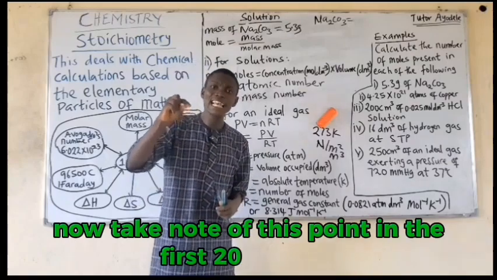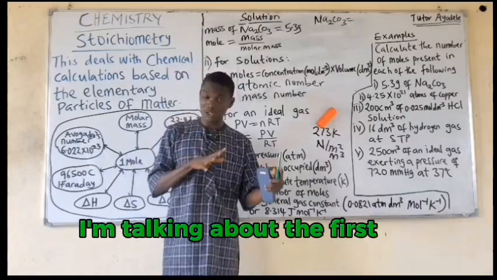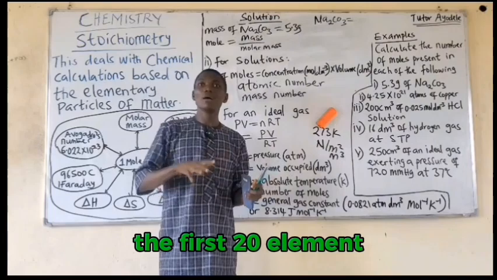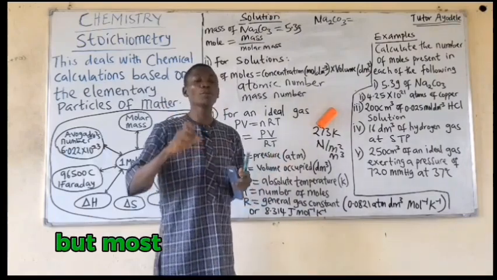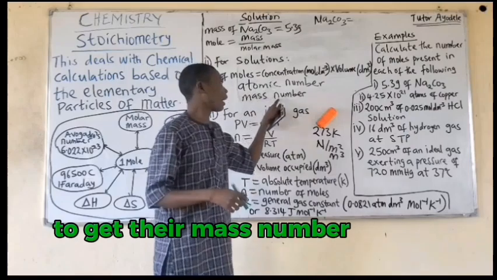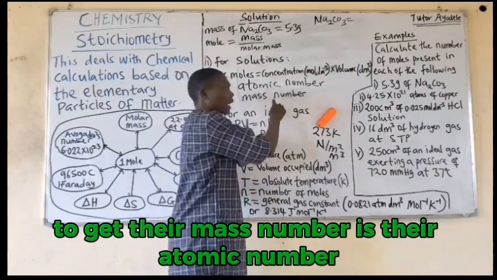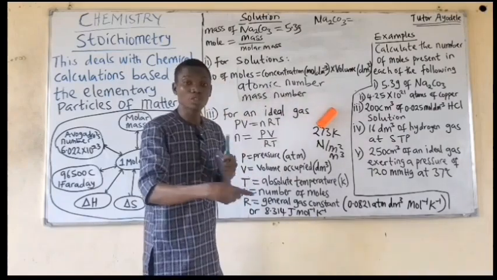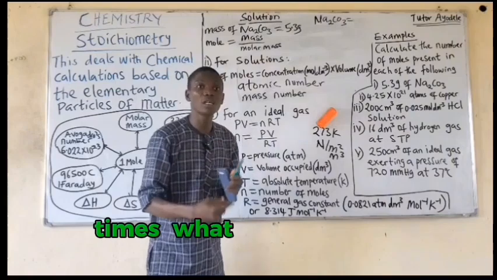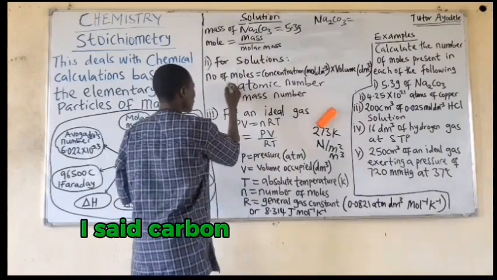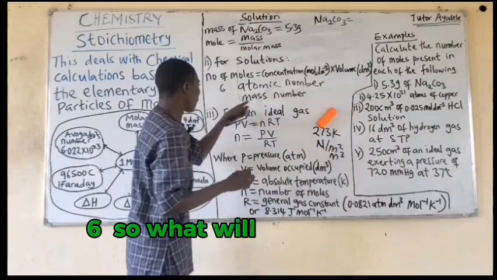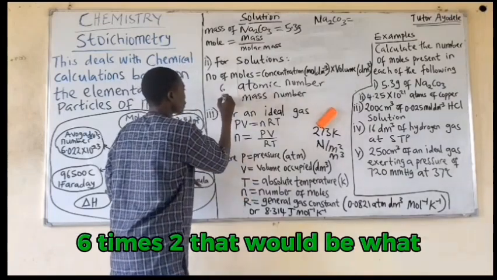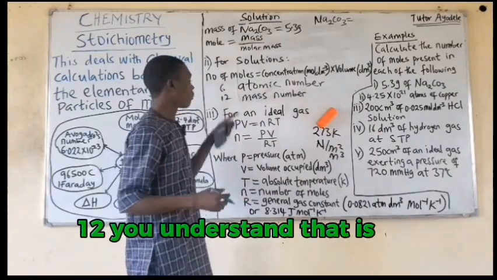But for their mass number, take note of this point. In the first 20 elements, I'm talking about the first 20 majorly, most of those elements, I didn't say all, but most of those elements, to get their mass number is their atomic number times 2. You understand? Atomic number times 2. For example, carbon is number 6. That is, atomic number of carbon is 6. So what will be the mass number? 6 times 2, that will be 12.